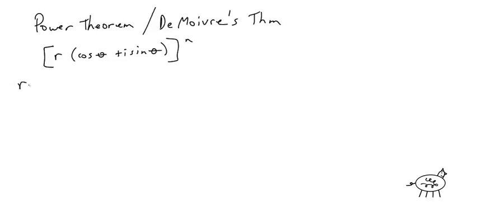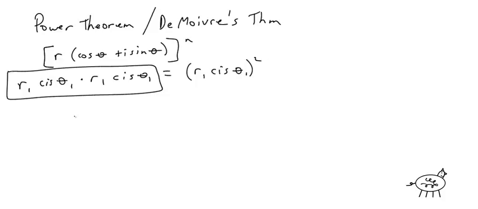So just think about it. If I have R1 cis theta 1 times R1 cis theta 1, don't you agree that really is the same thing as saying R1 cis theta 1 squared? If I apply the product theorem, I would get R1 times R1, which is R1 squared, cis, and what do you do with those angles? You add them. So it's theta 1 plus theta 1, isn't that 2 theta 1?